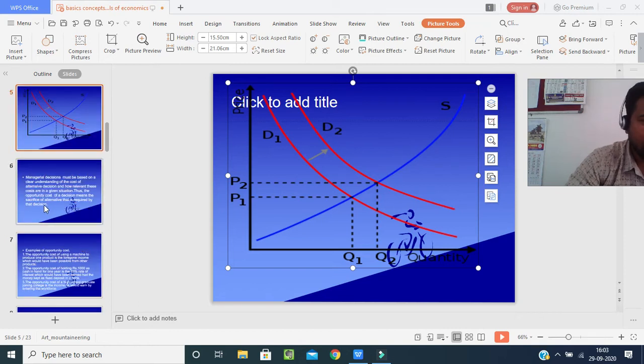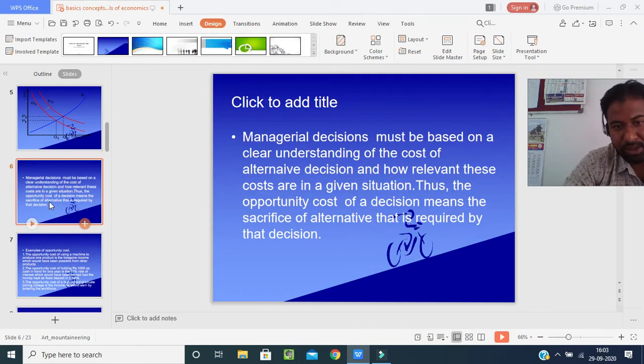Now we'll go for another term. Managerial decisions must be based on a clear understanding of the cost of alternative decisions and how relevant these costs are in a given situation. Thus, the opportunity cost of a decision means the sacrifice of the alternative that is required by that decision.